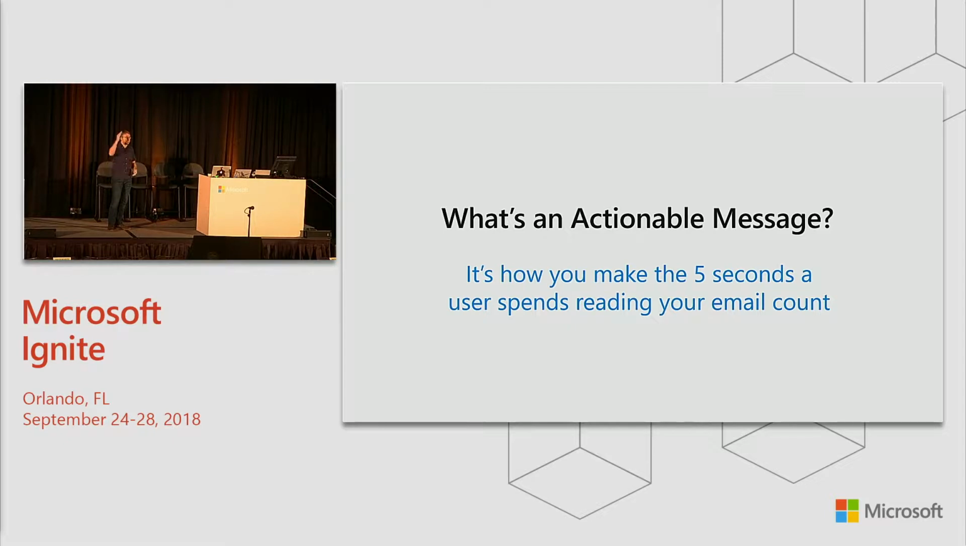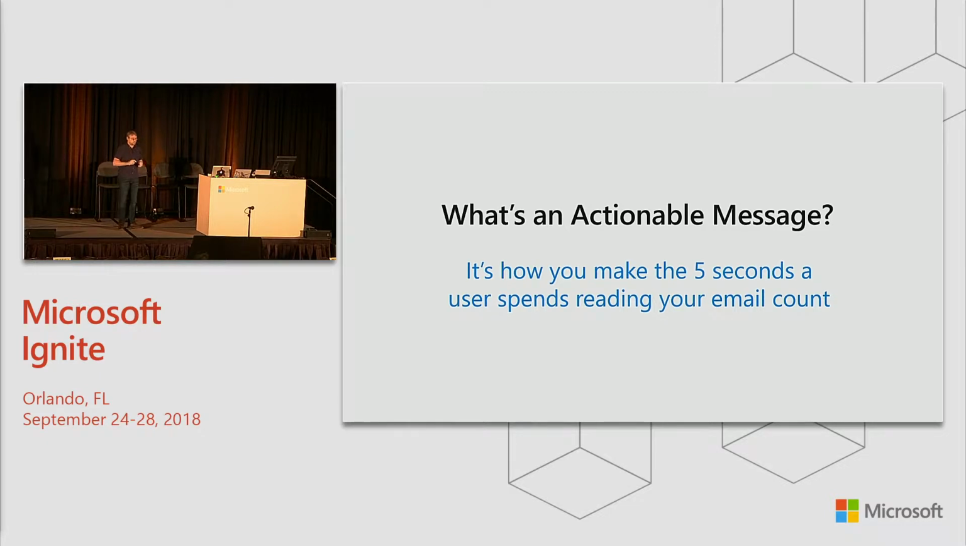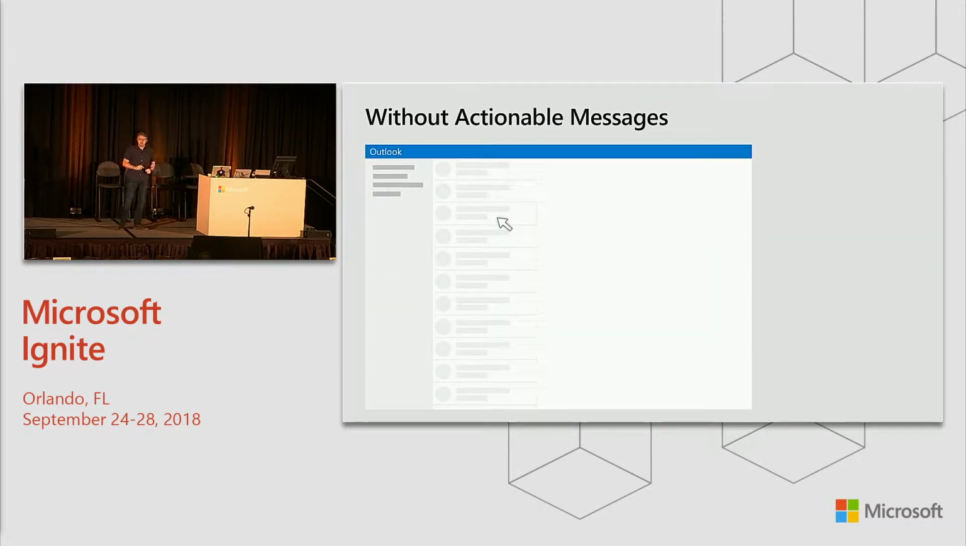Most of the time, we skim through, we read the subject, and if we don't like it, we just skip to the next email. So actionable messages are actually a way to make your emails count. So here is the typical example. Here is the scenario that you'd go through without actionable messages.